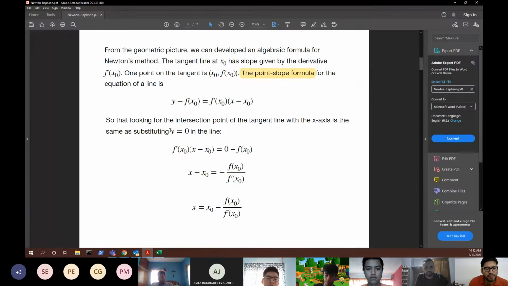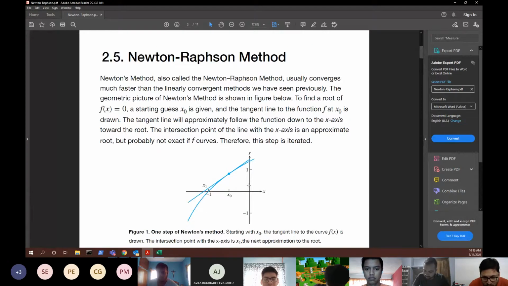Continuing with this, we can make some arrangement of this function. Remember that we are looking for the intersection point of the tangent line with the x-axis, right? So for this we have to assume that y is equal to 0. This is the tangent. The condition to be here is that y is equal to 0 and x has a certain value.